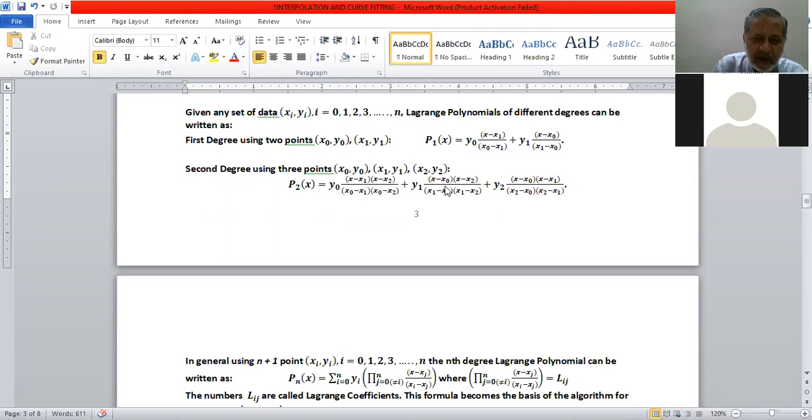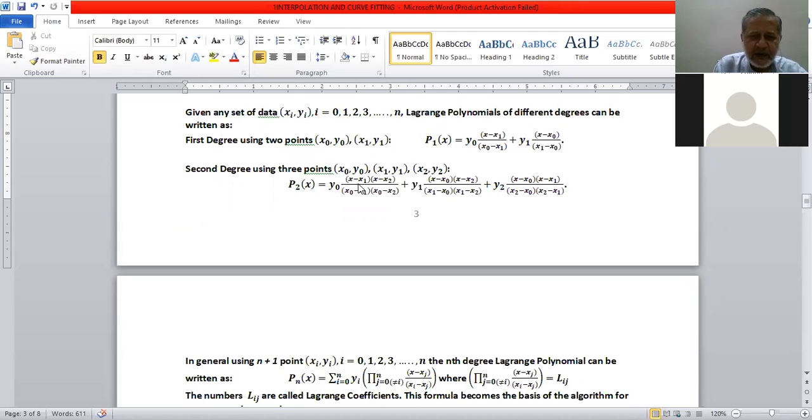Similarly, the coefficient of y1 has a similar structure. X minus x1 is not there in the numerator, whereas the denominator is same as the numerator, but x is replaced by x1. With 3 points, we can make this quadratic polynomial. With 4 points, we will have y0, y1, y2, and y3. And instead of 2 factors, we will have 3 factors, and so on and so forth.